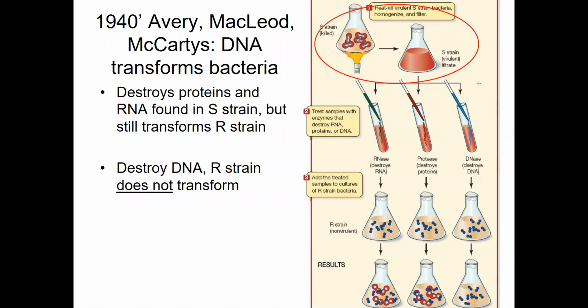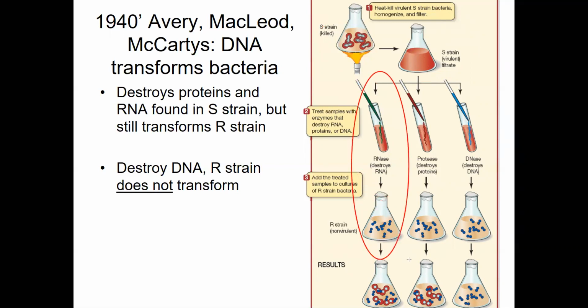And then what they did was they would systematically, from that soup, destroy different types of macromolecules, put the R strand in the remaining solution, and see whether or not it could make that R strand virulent. So the first thing that they did was they took some of that solution and they destroyed all of the RNA in it.